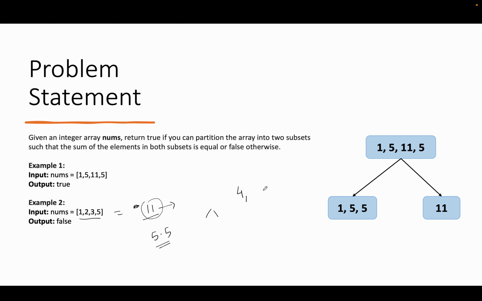Let's say we have 4 and then we have 8. Even this you cannot partition. Or even if we have 4, 8, 2, you cannot partition, although these are even. So let's see a couple of approaches for how we can solve it.